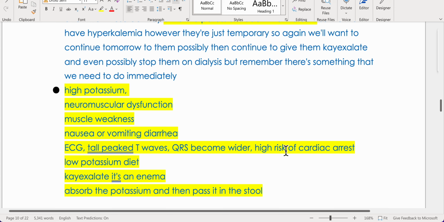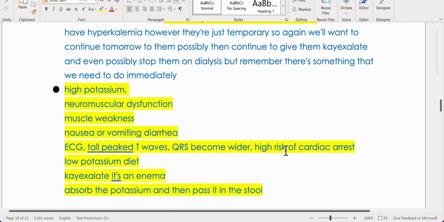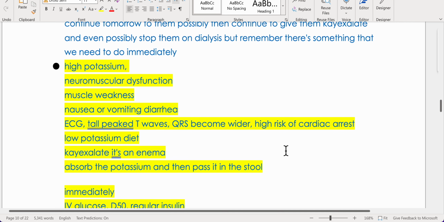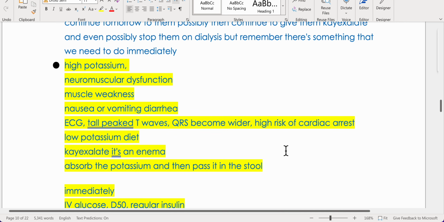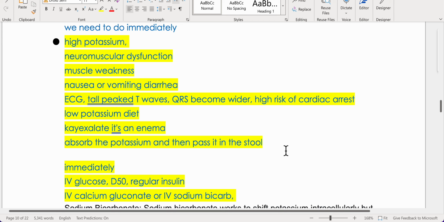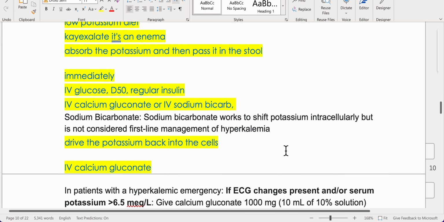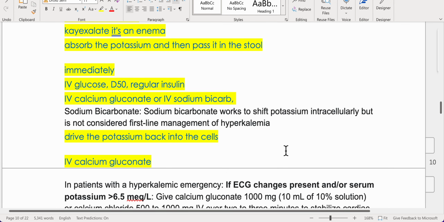High potassium: neuromuscular dysfunction, muscle weakness, nausea or vomiting, diarrhea. ECG: tall peaked T waves, QRS become wider, high risk of cardiac arrest. Low potassium diet. K-exalate, it's an enema, absorbs the potassium and then passes it in the stool. Immediately, for glucose, D50, regular insulin. For calcium gluconate or for sodium bicarb, sodium bicarbonate. Sodium bicarbonate works to shift potassium intracellularly, but is not considered first-line management of hyperkalemia. Drive the potassium back into the cells.